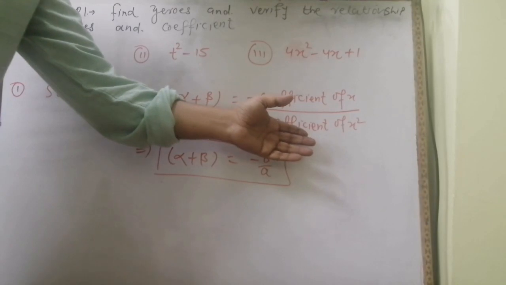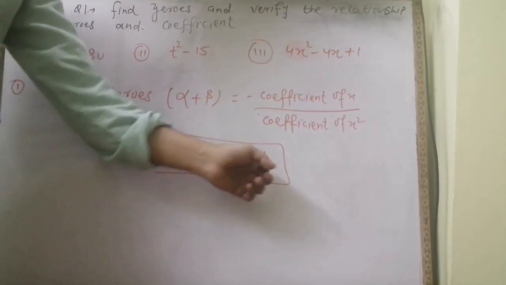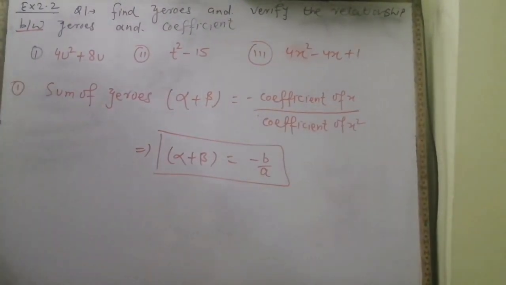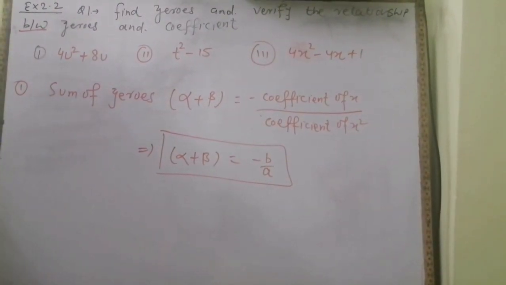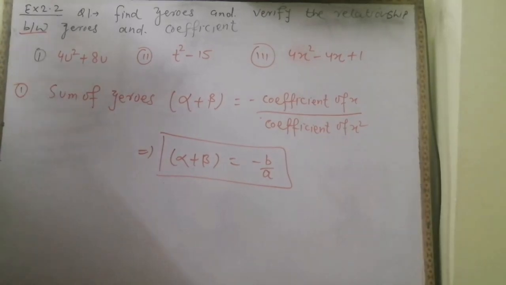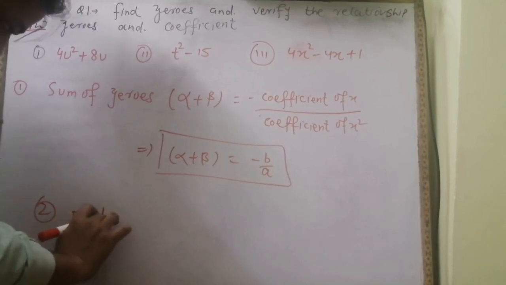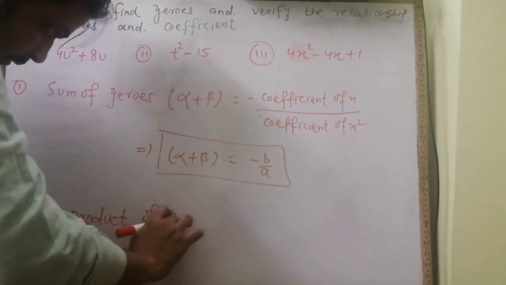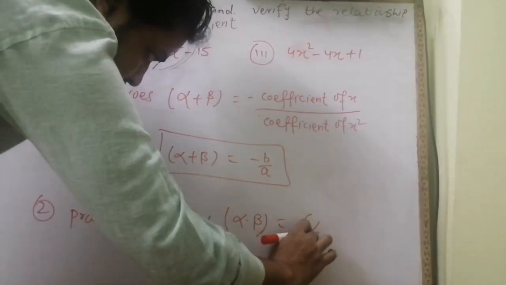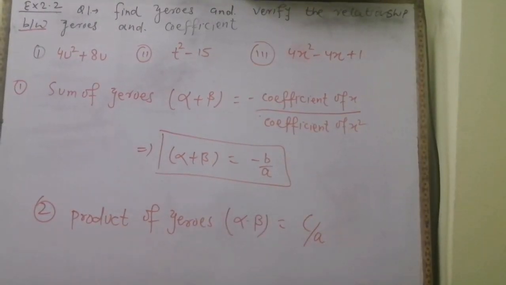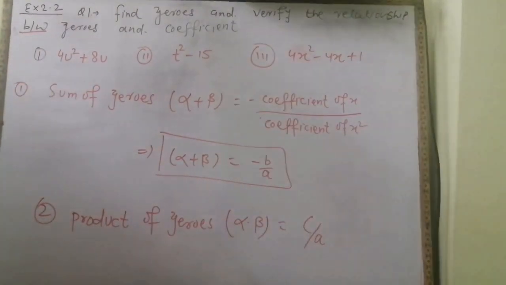If you are not able to write such a thing, then you must write only alpha plus beta is equal to minus b by a. No need to write that alpha plus beta is equal to minus coefficient of x divided by coefficient of x square. And second is the product of zeros, that is alpha into beta is equal to c by a. C for constant term, a for again coefficient of x square. C will be the constant term.